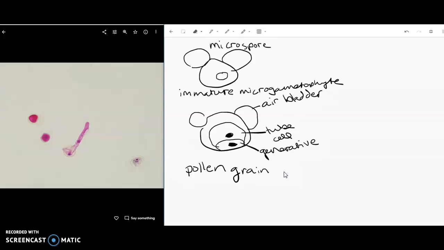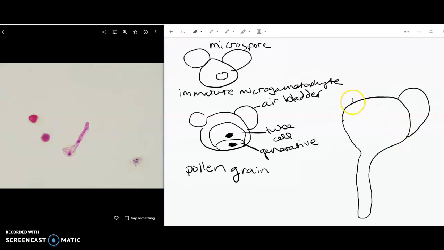is that the tube nucleus, or the tube cell, is actually going to start growing down. And so we'll kind of see a little tube coming down with your air bladders still behind. Okay. So you can kind of usually see that tube nucleus somewhere in the tube there.